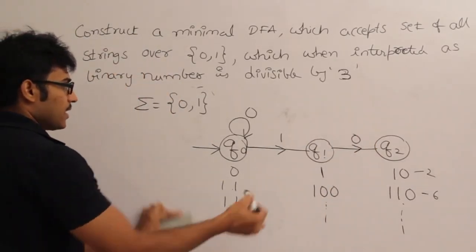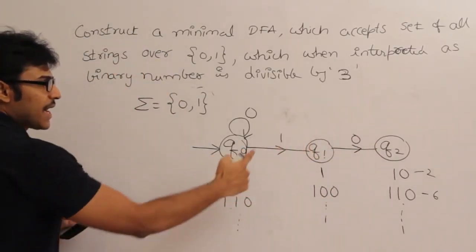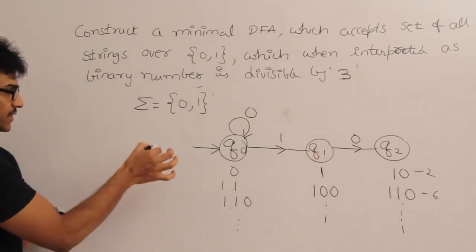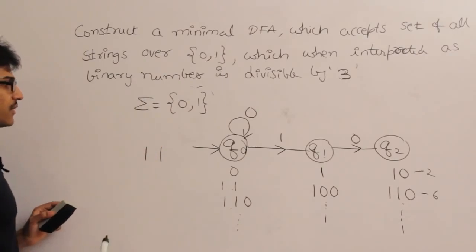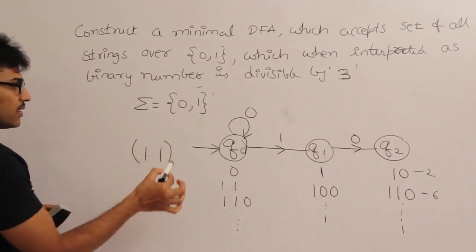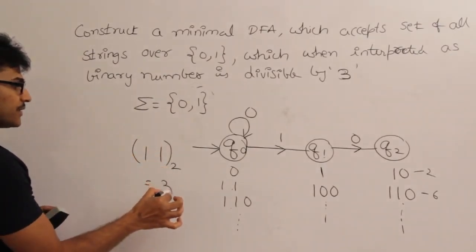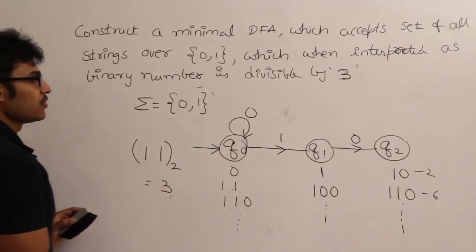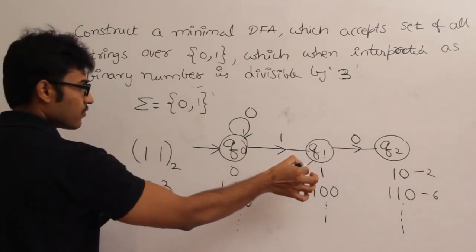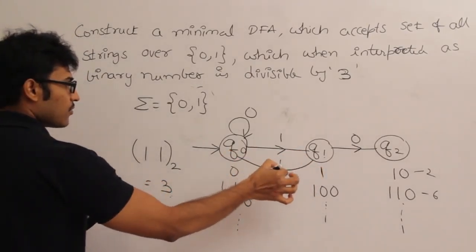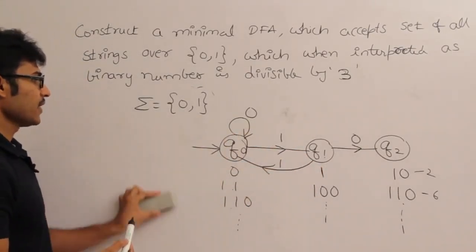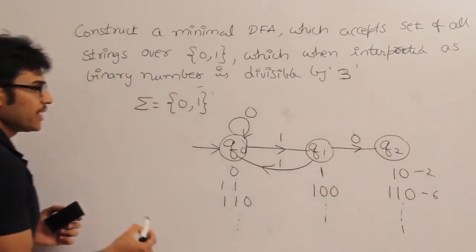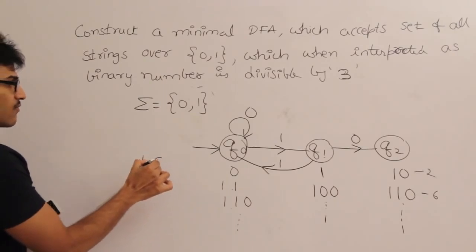And Q1 on 1, which means I am in state Q1. How do I reach Q1? By seeing 1. And if I see a 1 after 1, the entire string is going to be 3 in decimal. So if I divide 3 by 3, then it is going to generate a remainder of 0. Therefore, on seeing a 1, I am going to go to Q0. Fine. Now let us talk about Q2. If I am in state Q2, how do I reach Q2? By seeing 10.